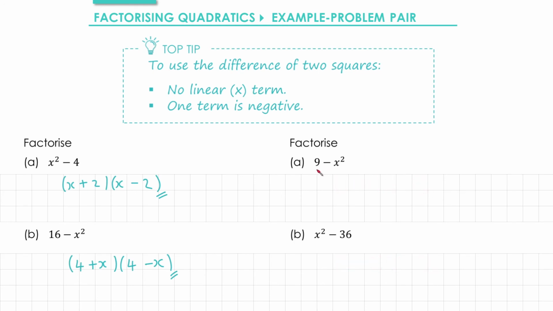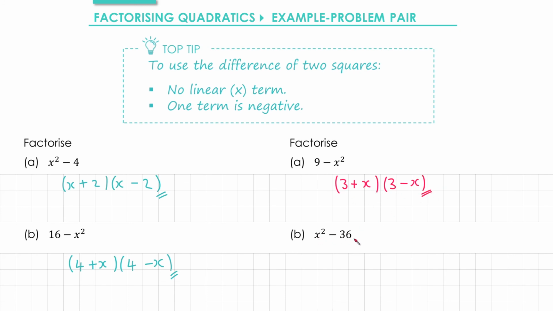In part A, we have 9 minus x squared. The 9 tells us that we're going to need 3 times 3. And then to get minus x squared, we require plus x and minus x. The 3 times 3 gives us the 9, the x times minus x gives us the minus x squared, and the other terms cancel, 3 times x and 3 times minus x.